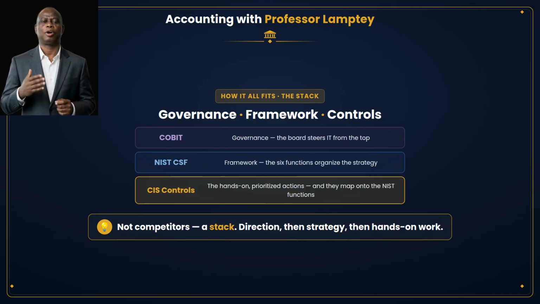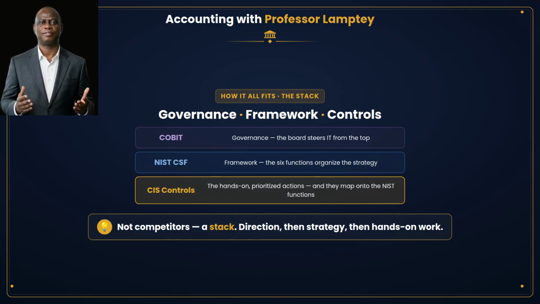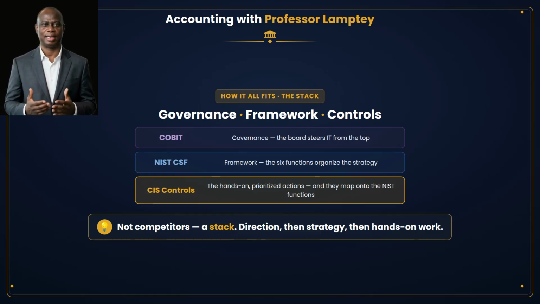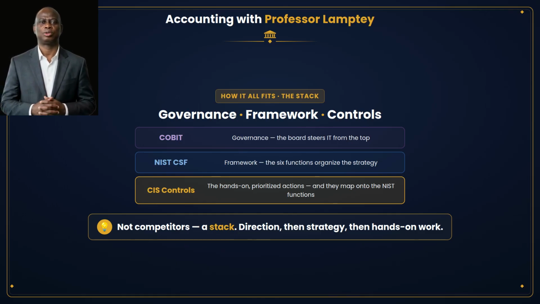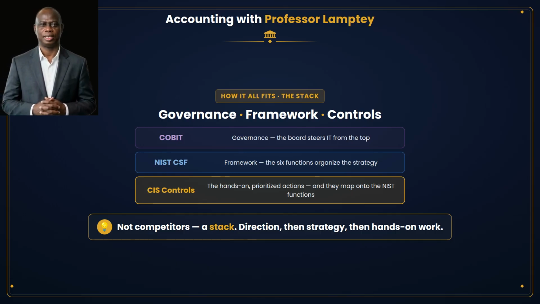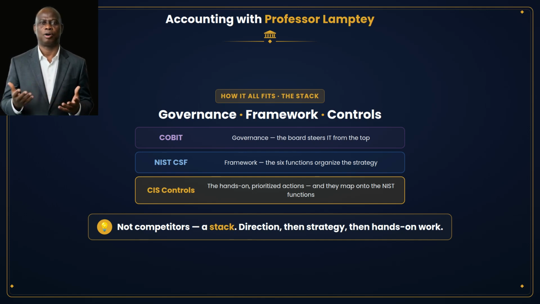Picture 3 layers. COBIT sits at the top, governance, the board steering IT. NIST is the framework in the middle, the 6 functions organizing your whole security strategy. And the CIS controls are the ground floor, the specific prioritized actions that actually get done. In fact, the CIS controls map directly onto the NIST functions. They're not competitors, they're a stack. Governance sets direction, the framework organizes the strategy, and the controls are the hands-on work. A strong program uses all 3 together.